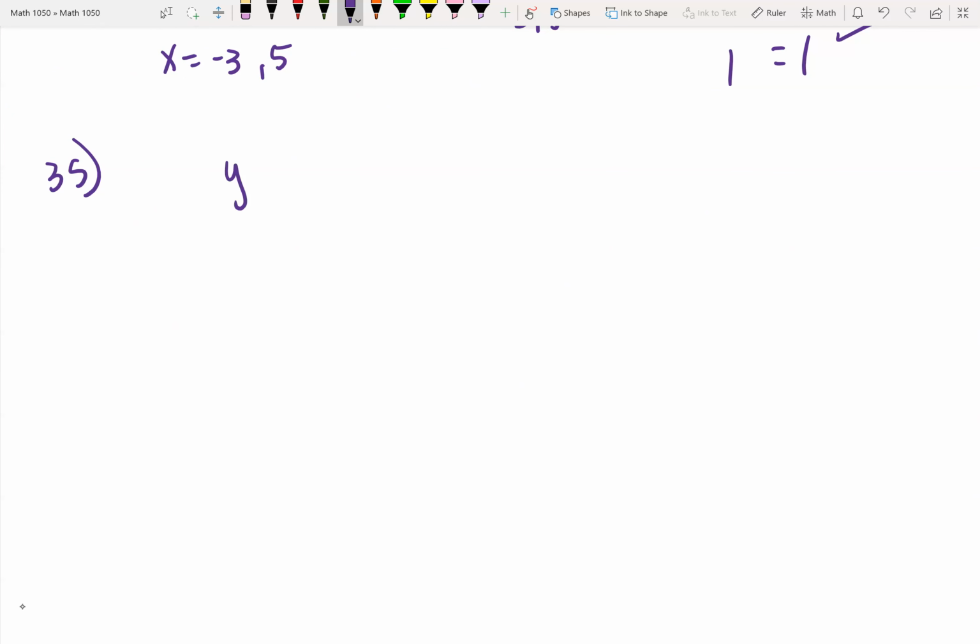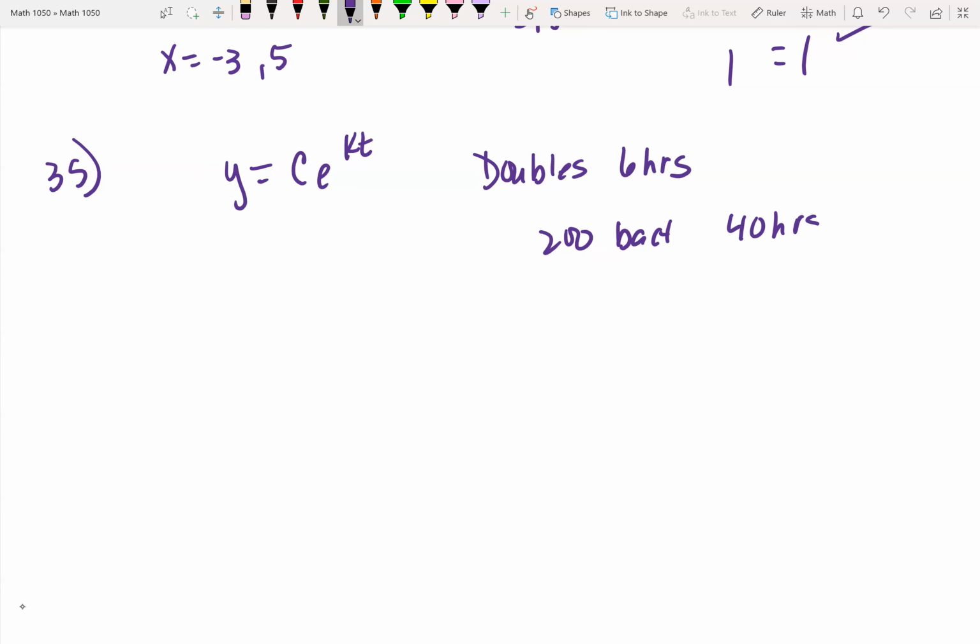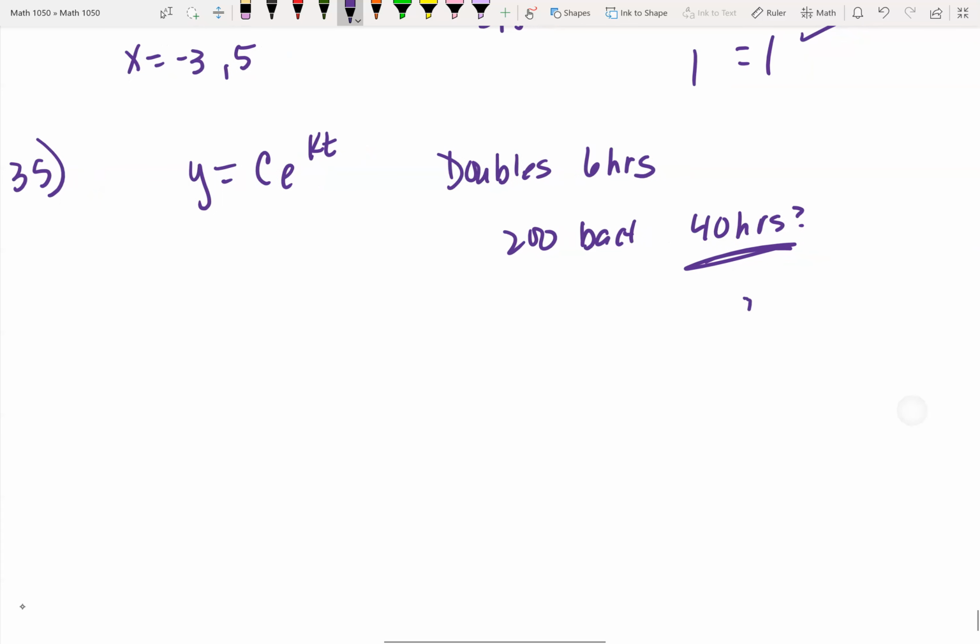Okay, so you're using the formula y equals C e to the KT. Says you have a bacteria and the bacteria doubles every 6 hours. Given that there were 200 bacteria to begin with, how much will there be in 40 hours? So what people do wrong is they pull that 40 in right now. That 40 comes at the very end. Remember, step 1 is to find your K. Step number 2 is to find the model. Step number 3 is to answer the question.